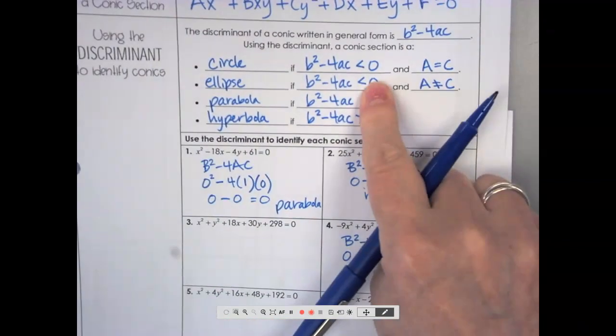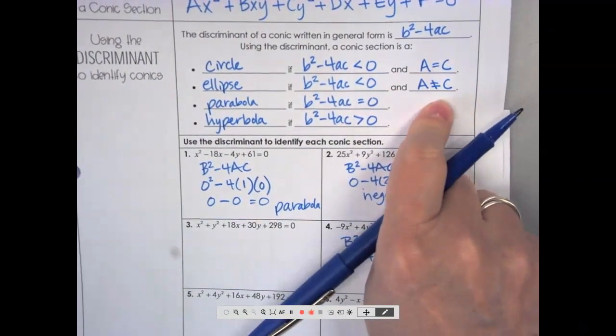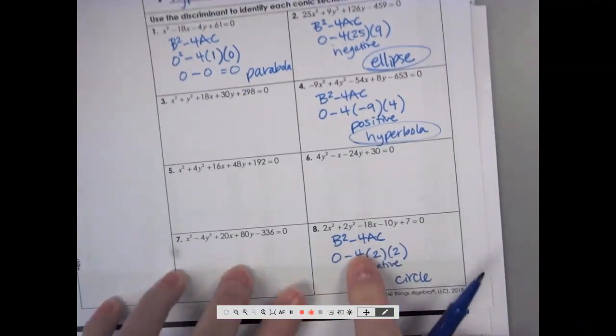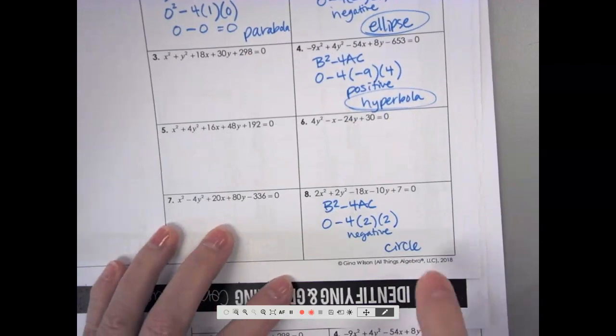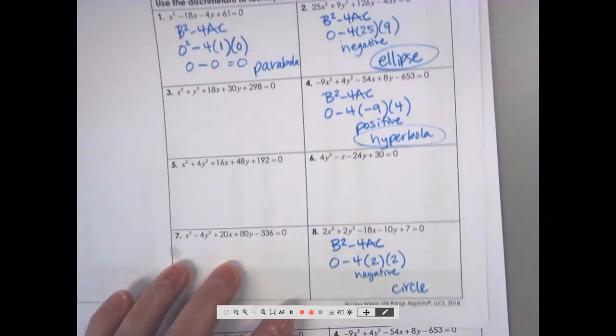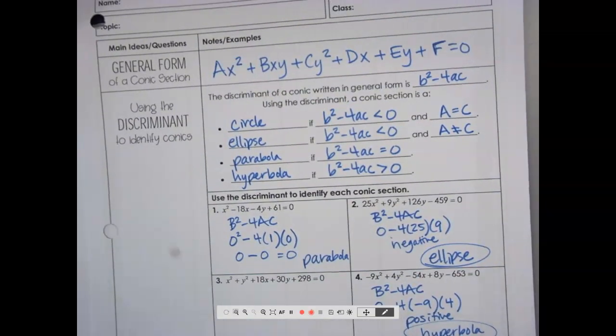So then I have to clarify, like, okay, was A equal to C or was A not equal to C? A and C were the same numbers. You can see right there, I plugged in 2 and 2. So that makes it a circle. Okay, let's talk about how we could do this without using that formula.